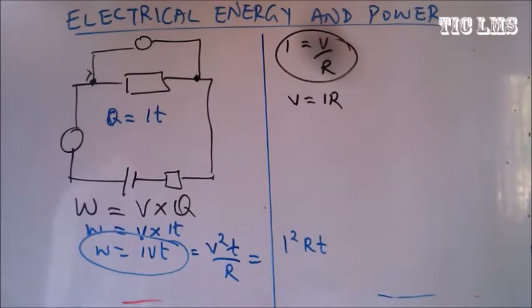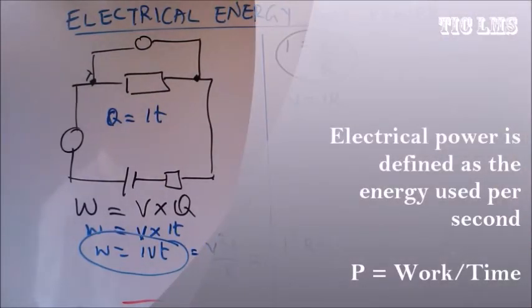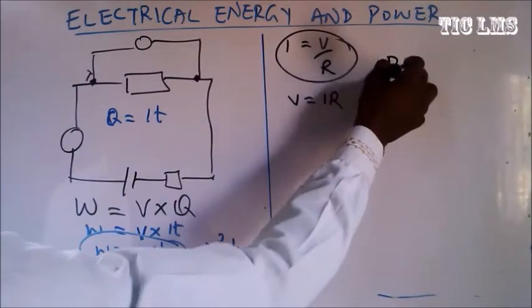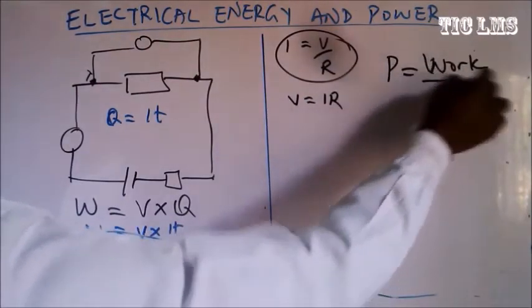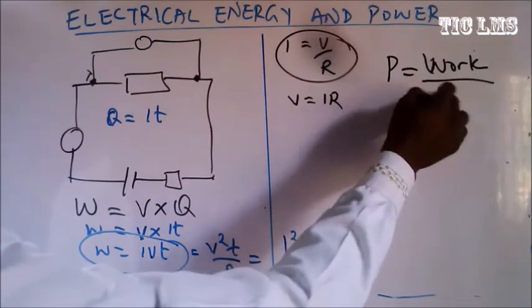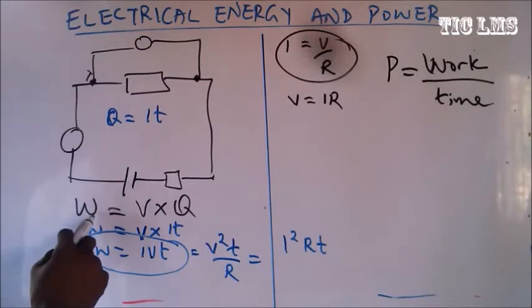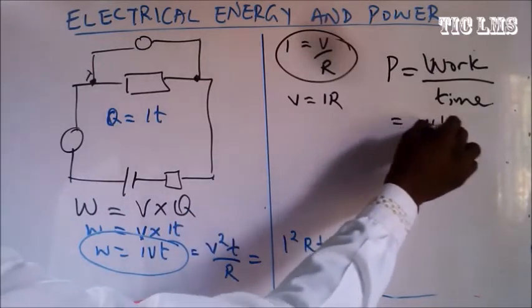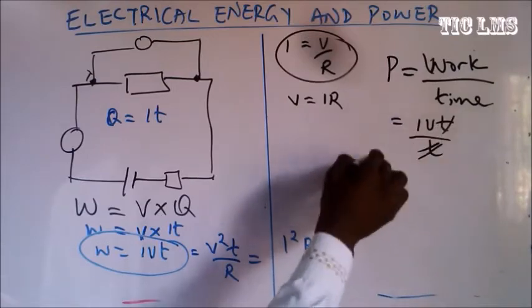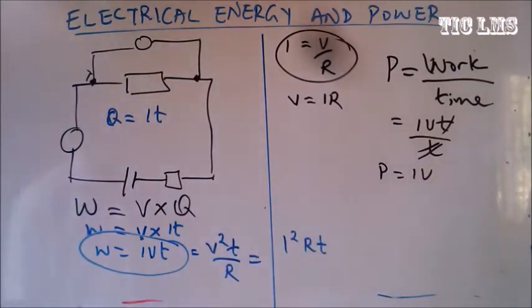Next thing is electrical power. Electrical power produced is defined as the energy used per second. We mean that power equals energy used, which is work done over time. Now from here, we have that the work done is IVT. So if you have IVT over time, time will cancel time, so you are left with power equal to IV. So this is another formula which we shall be using to solve questions under electrical energy and power. And take note that this is not the only formula.